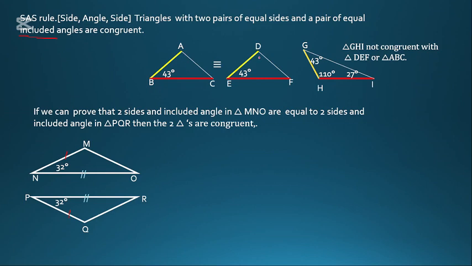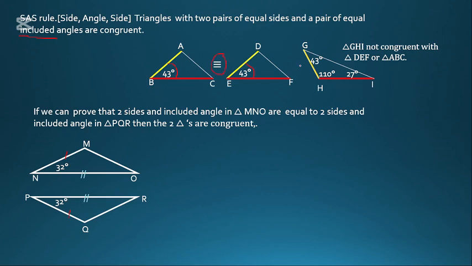The yellow lines mean they are the same length. The red line and that red line are the same length. So here we can see AB and DE, they are equal. BC and EF, they are equal. And 43, that's the included angle, because it's in between those 2 equal sides, right? In between. So these 2 triangles, they are congruent.